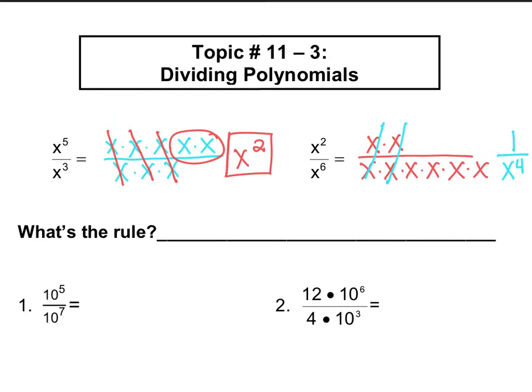So with that being said, what's the rule? What are we actually doing here? And if you notice, what we're doing is subtracting the exponents if the bases are the same. So the rule is, if bases are the same, subtract the exponents and put the result where the largest exponent was.